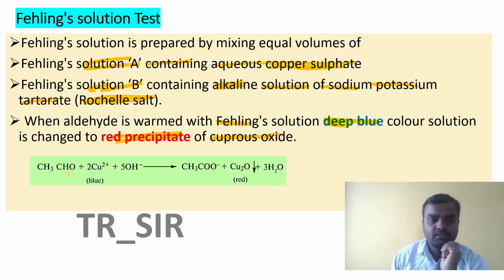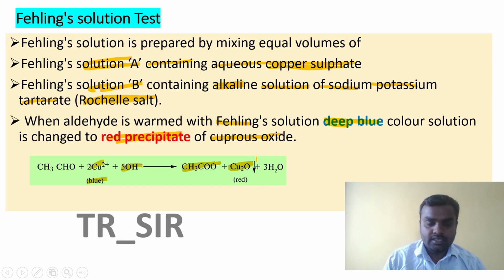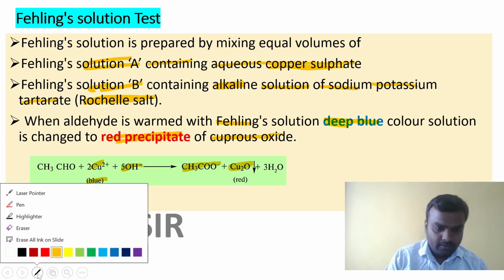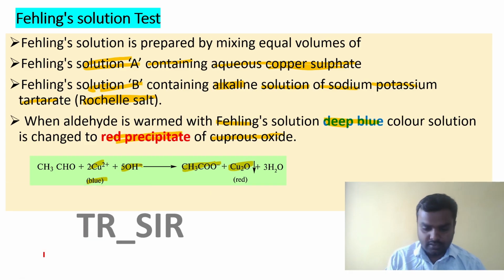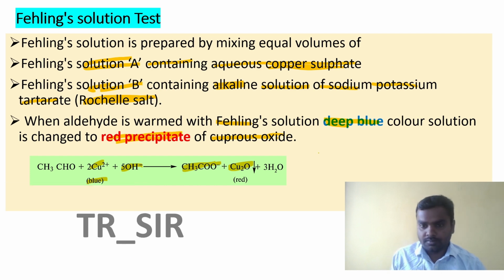You can see in the given equation, aldehyde we have taken, copper 2 plus, this is blue in color. Alkaline solution, the aldehyde will be forming an acid. Then a red precipitate is forming, that is cuprous oxide. So cupric is converting into cuprous oxide and water. Now we'll see how this will be taking place. So here, if you see, the sodium citrate will be like this.